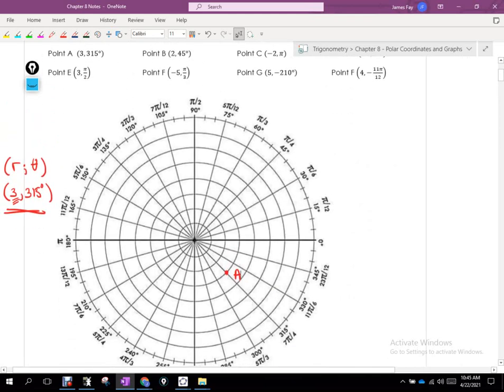The next one is 2, 45. So 2, 45 would be, there's my 45-degree angle. I'm going to count out the second circle. So it'll be right there.